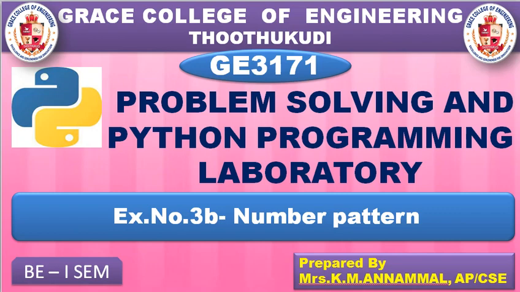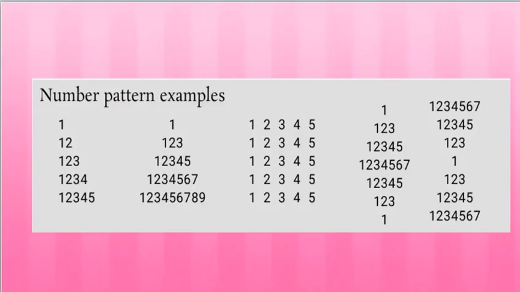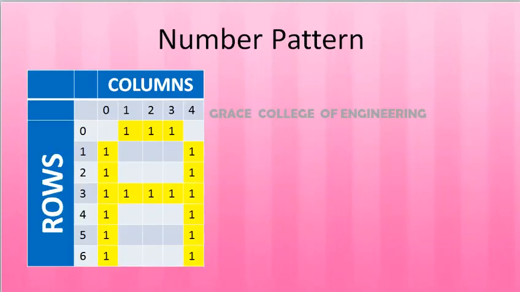What is a number pattern? It is a pattern created by numbers in any geometrical shape using control loops, like a square, triangle, or rectangle, like the formation of these shapes. That is a number pattern. See the examples. In this way you can form patterns by using numbers. That is the program we are going to see in this video.